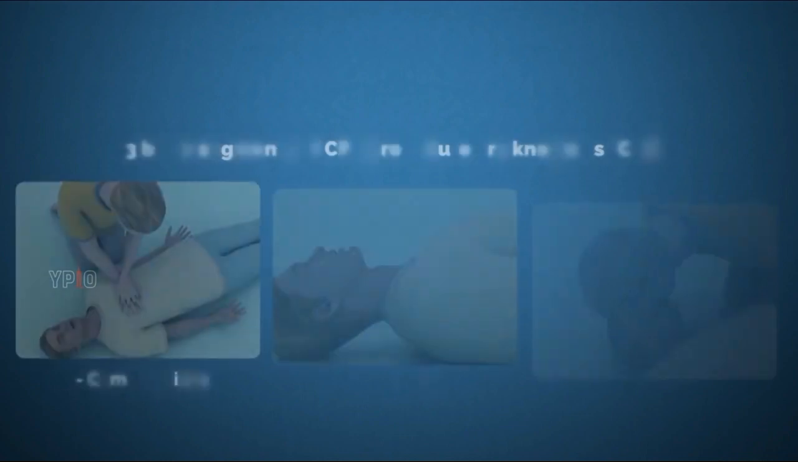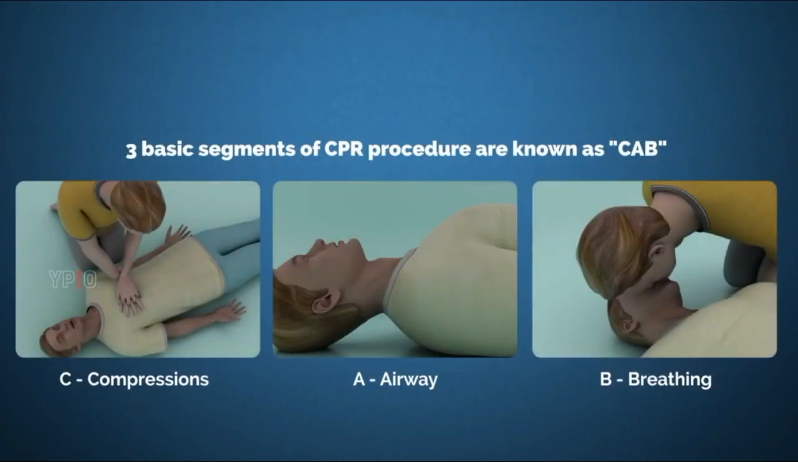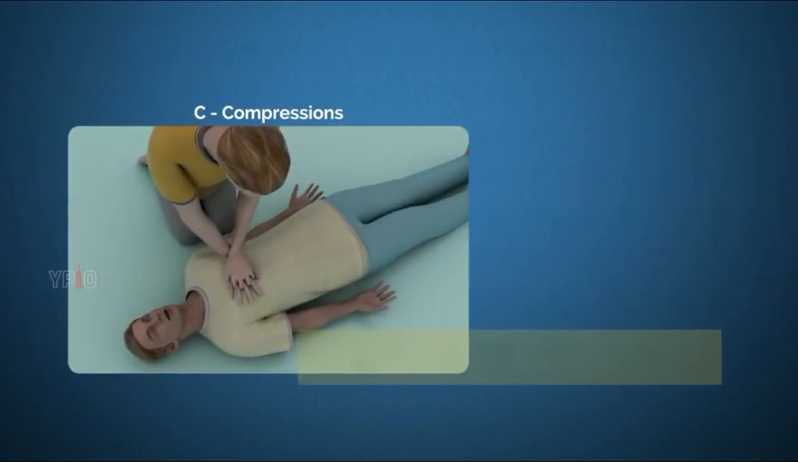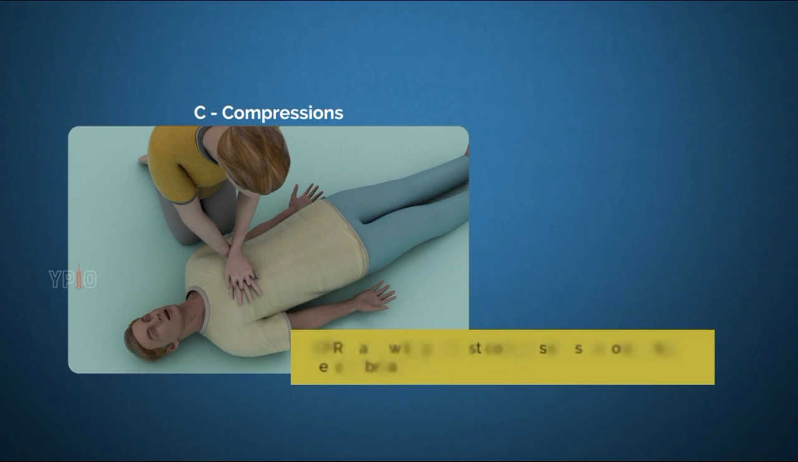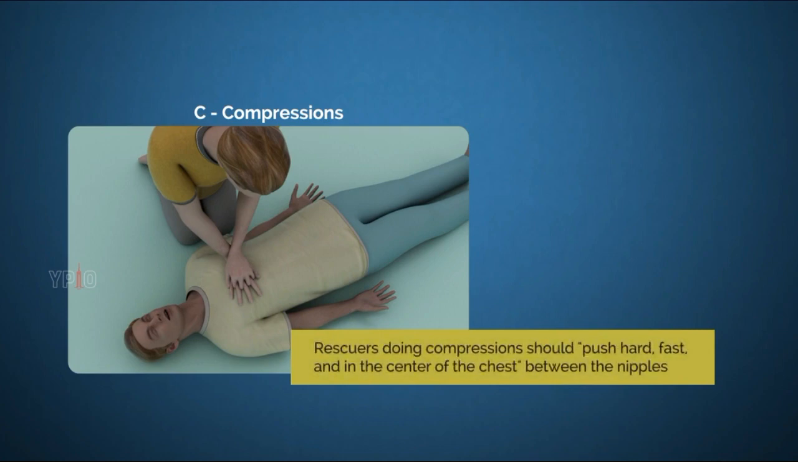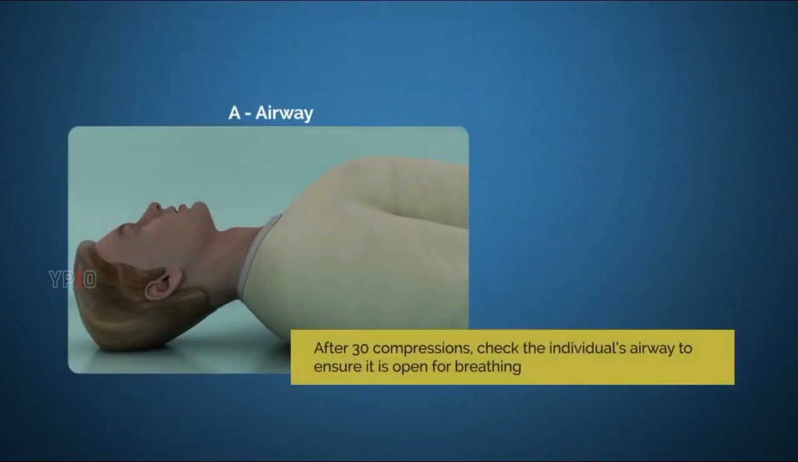Procedure for performing CPR. The 3 basic segments of the CPR procedure are known as CAB. C for compressions, A for airway, and B for breathing. C is for compressions. Chest compressions can assist with blood flow to the heart, brain, and other organs. CPR starts with 30 chest compressions, followed by 2 rescue breaths. According to the American Heart Association, rescuers doing compressions should push hard, fast, and in the center of the chest between the nipples.